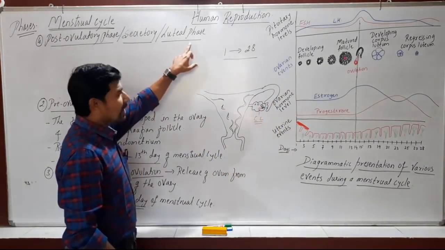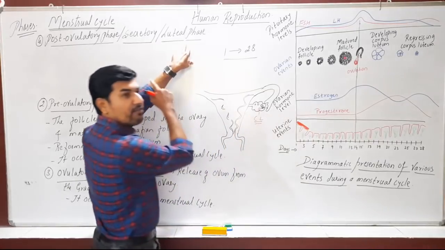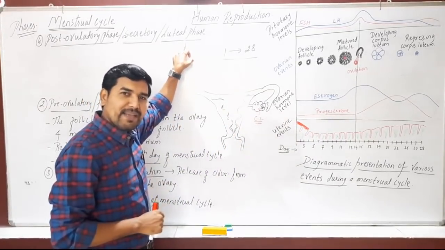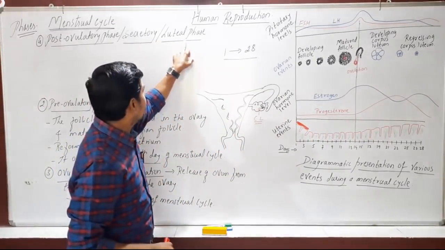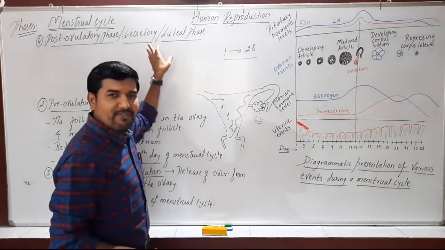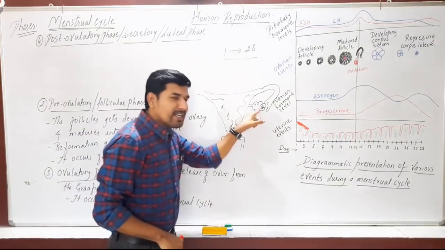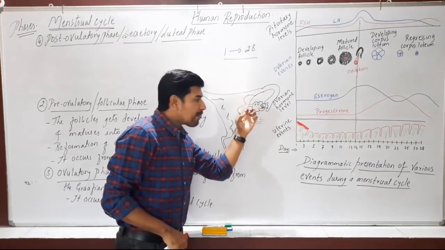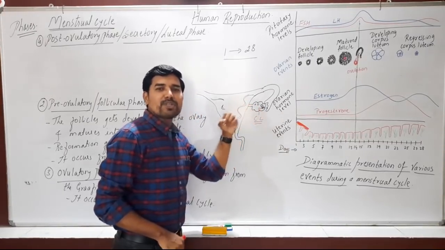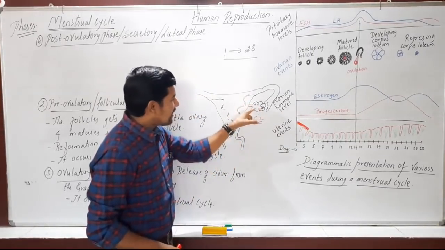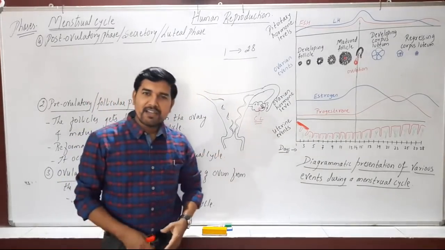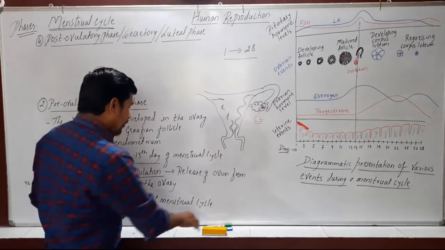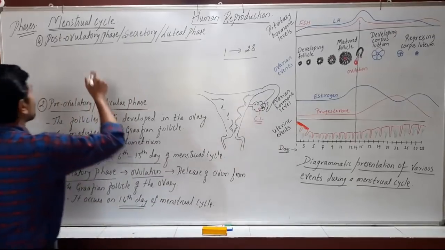That's why the name luteal phase. The corpus luteum is formed in this phase and hence the name luteal phase. Then why is it called a secretory phase? Because of the secretory activity: the corpus luteum secretes progesterone hormone and hence it is also called the secretory phase. Okay, then what are the events that occur in the post-ovulatory phase?